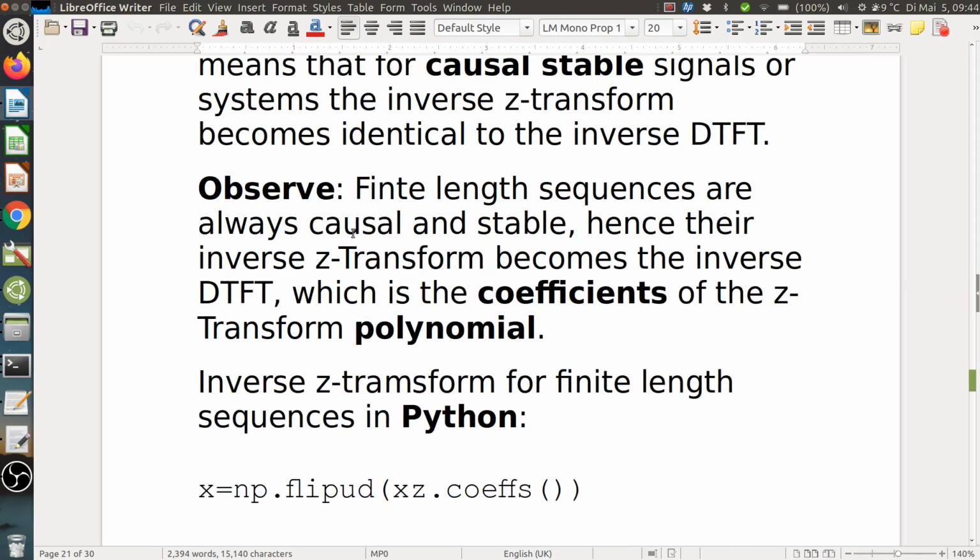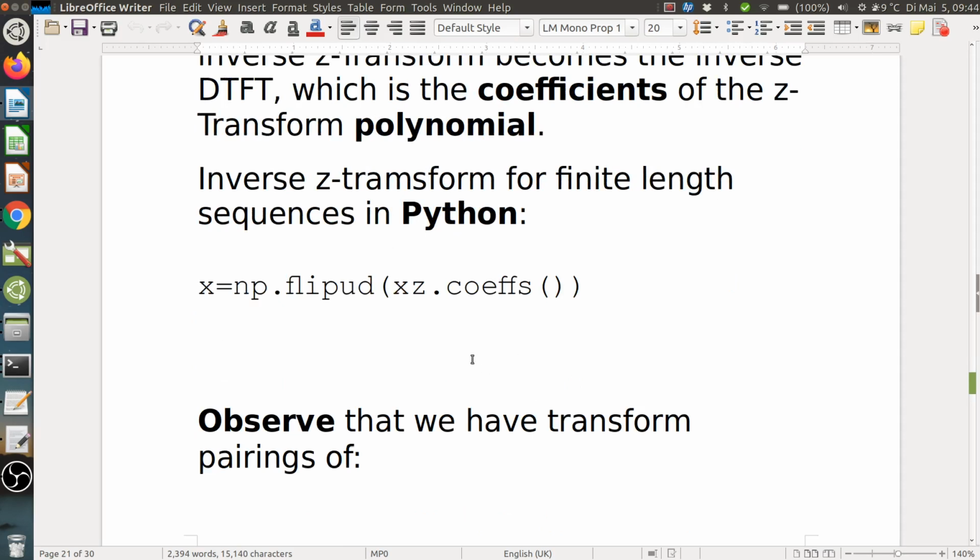Yeah, so observe finite length sequences are always causal and stable, hence their inverse transform becomes the inverse DTFT, which is the coefficients of the Z transform polynomial. So the inverse Z transform for finite length sequences in Python can simply be obtained by looking up the coefficients. So this is what I did here. So xz is our polynomial or Z transform of x, and dot coefs gives us the coefficients of this polynomial, and remember we flipped it, and here I flip it back, and then we should get the original.